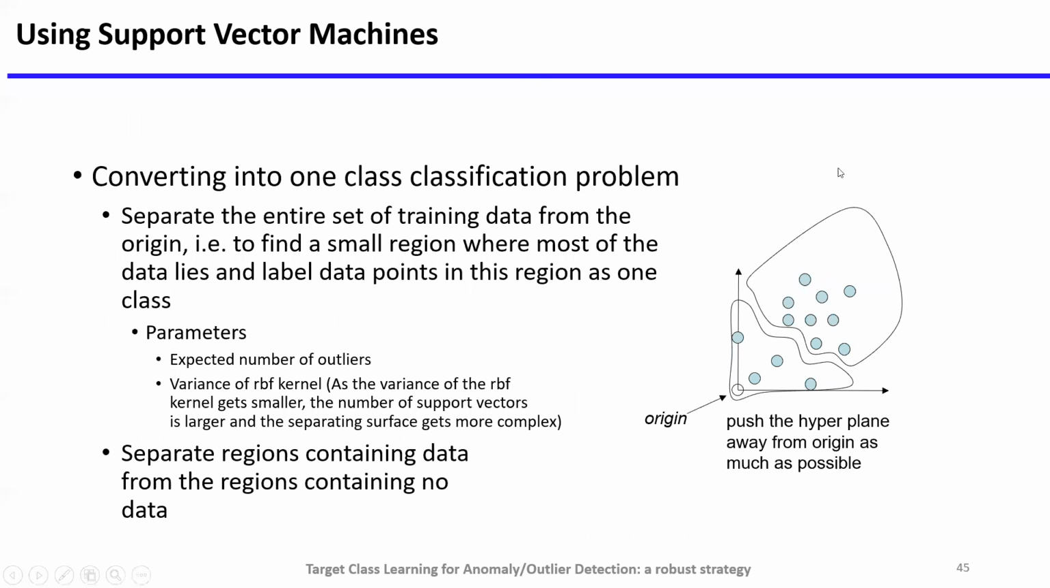Here we separate the entire set of training data from the origin in such a way that it can identify a small region, which may be spherical or some similar shape. We assume that data belonging to the close affinity or within that region is normal data, and any data sample which comes away from that normal region can be anomalous data.